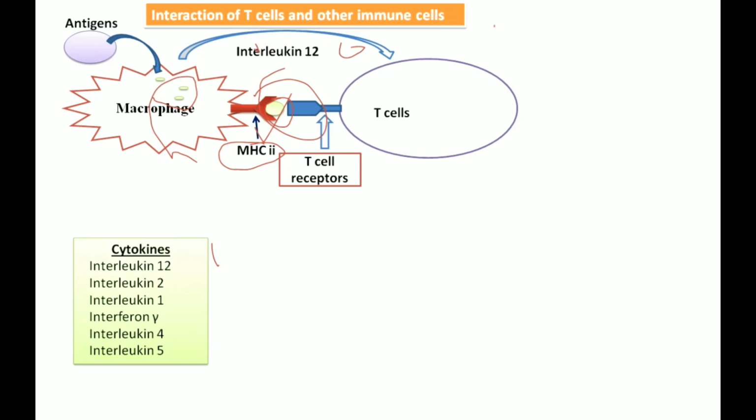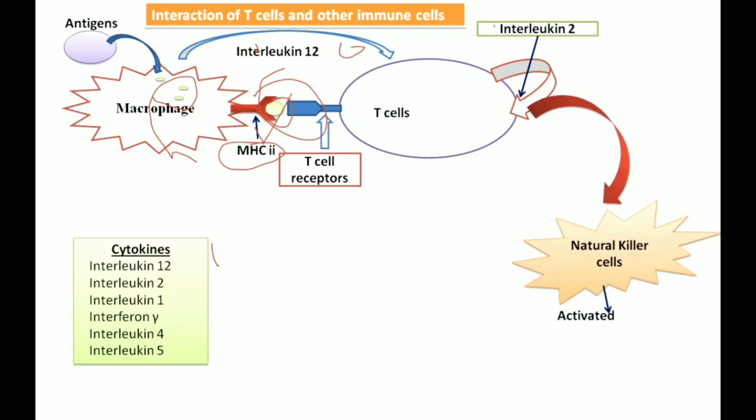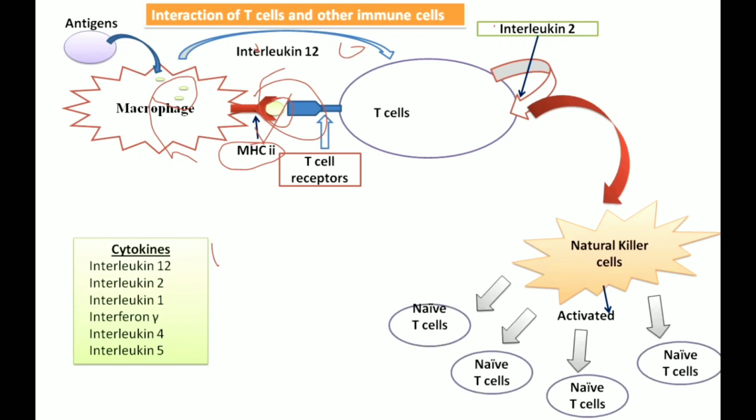So interleukin 2 and another type of cytokine will be released by the T helper cell, which will act on itself. It actually acts as autocrine signaling, and this will act as paracrine signaling that will go and tell other cells of the immune system, like natural killer cells, to get activated. This helps in the proliferation of more T cells. And those T cells that are proliferated are actually naive T cells that don't have any functionalities.